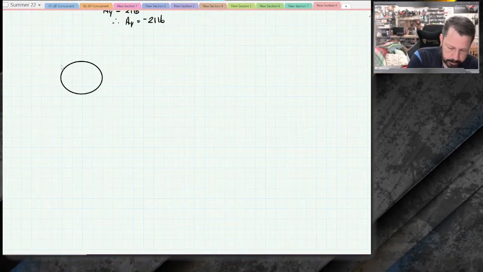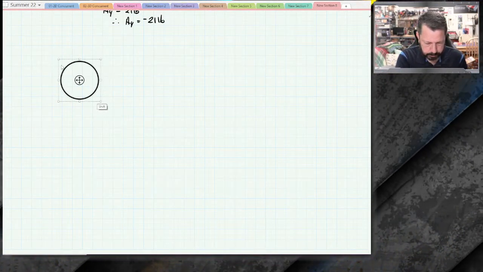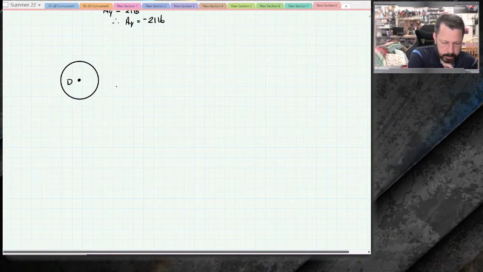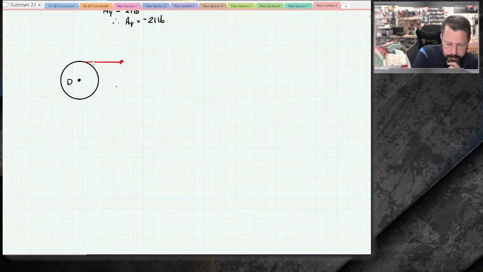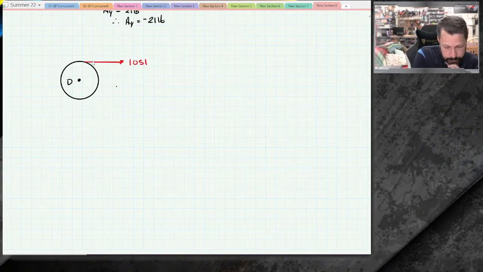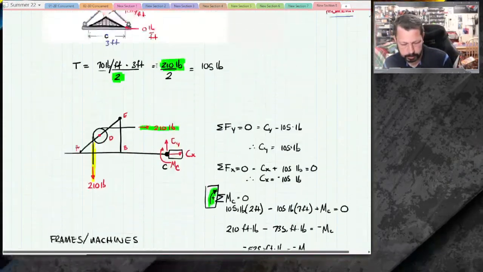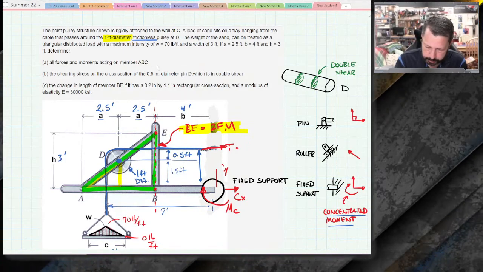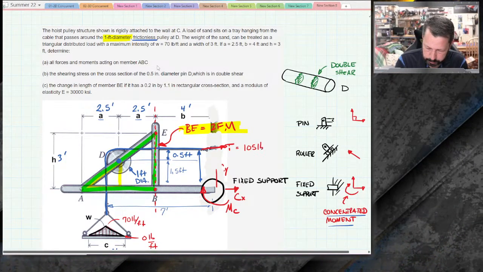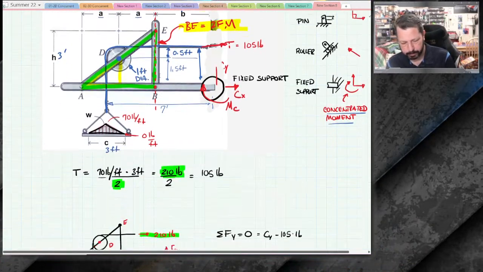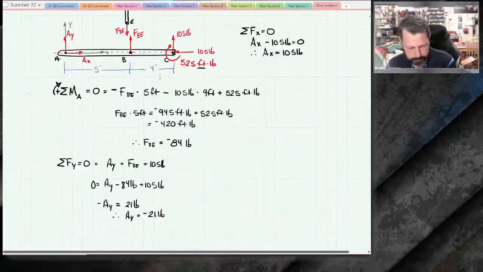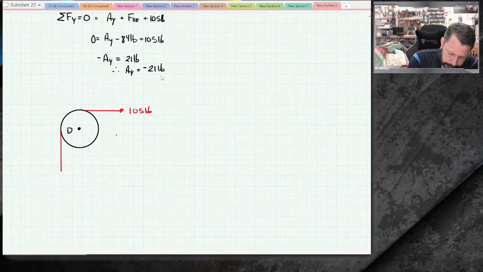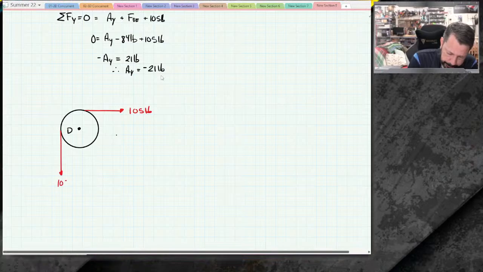So here's our pulley at D. We've got this, it was 105, not 210. I need to change that on that top one, don't I? Yeah, we wrote it. I just realized that because we didn't divide by 2. There we go. In case anybody ever looks at this again, they won't wonder where that 210 came from. So 105 and 105 pounds here.